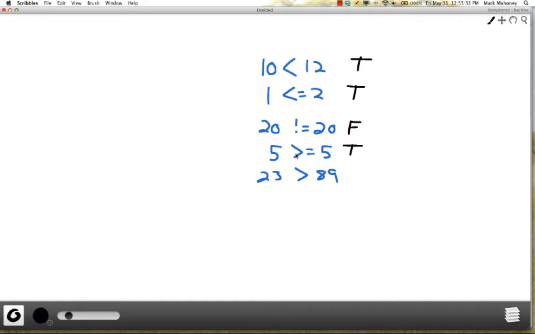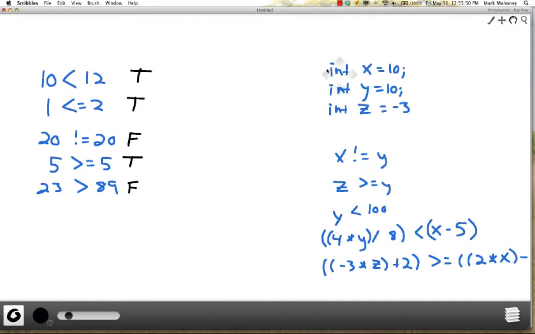So it's true that 5 is greater than or equal to 5. And then lastly, is 23 greater than 89? Well, the computer will tell us, no, that's not true. Okay, or that's false.